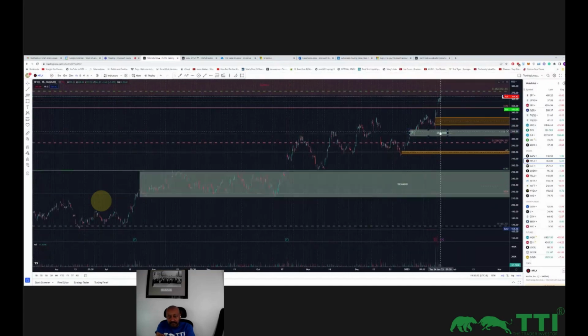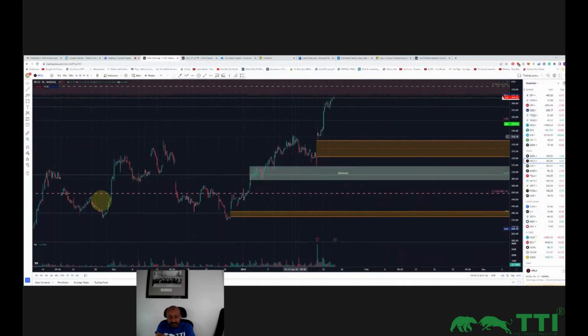But I didn't end up taking it, because I would enter somewhere around here at the top of the flag if I'm taking it to the upside, and it never did really make it, at least not for a while. Then we got to this day, and the next morning it gapped up. This was earnings, so I just left it.